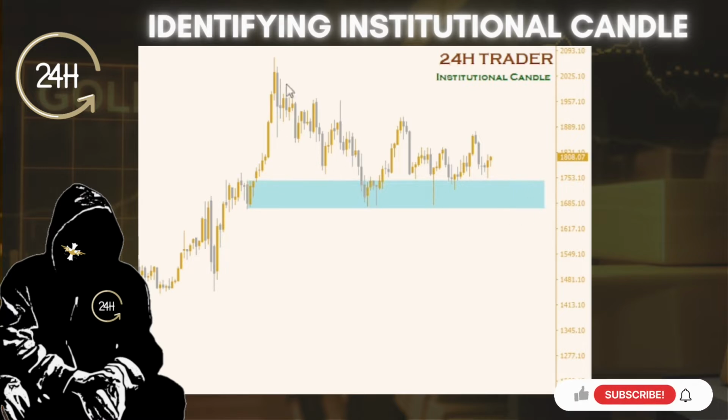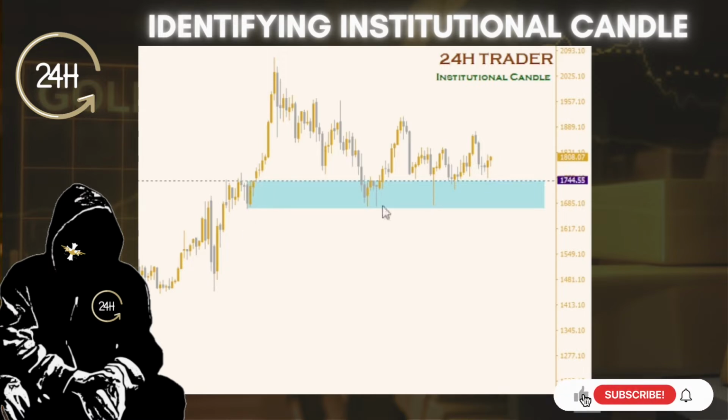If you can see, this last bearish candle before this huge move of the market is the institutional candle of the weekly time frame. As you can see, this is the last bearish candle before a big move of the bullish candle, and when the market picks up this area again, it will certainly bounce.